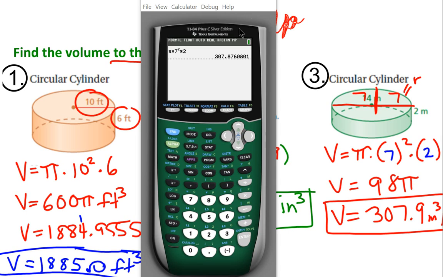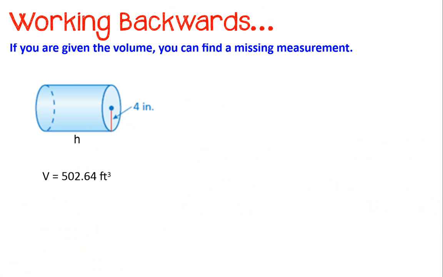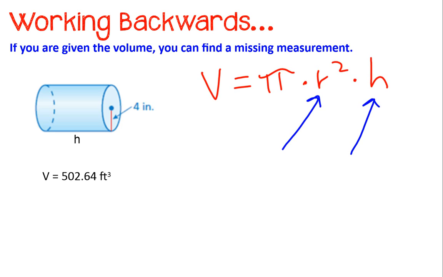Alright, that was a good review. So we got some work in using our formula, and that's important because we're going to use the cylinder formula today on all of our questions. So let's take a look at our first problem. If I tell you the volume, which is the answer, and I ask you to find one of these missing dimensions, then technically you're working backwards. Now some dimensions are a little easier to find than the others.